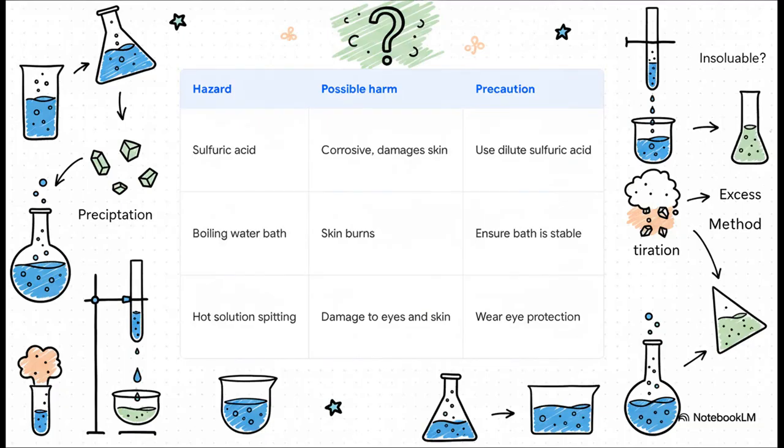And of course, anytime you're in the lab, safety is everything. I mean, even with dilute acid and gentle heating, you've got to be aware of the risks. The acid is corrosive, you have hot water, the solution could spit. This is exactly why stuff like eye protection is completely non-negotiable.